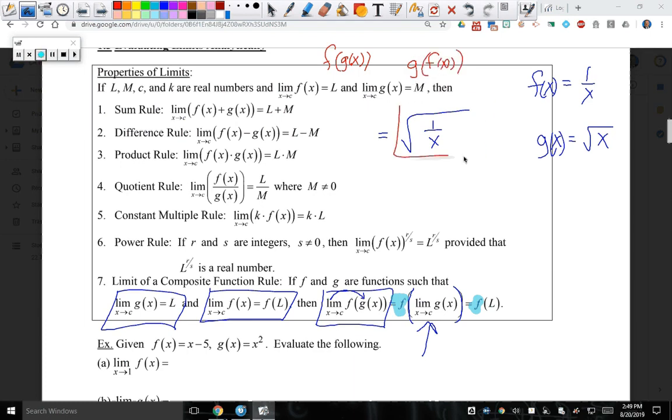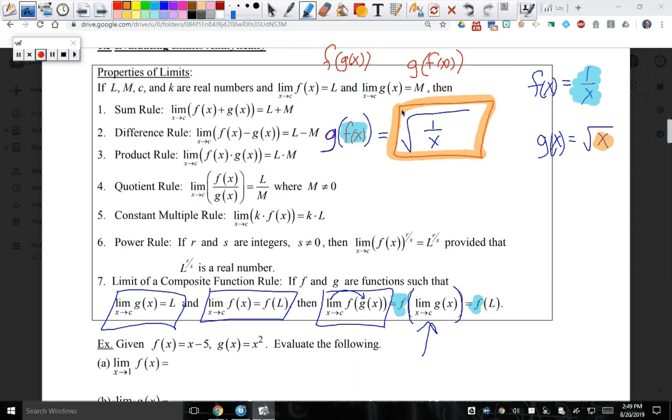Which one is this one equal to? G of f. That means you would take whatever f is, which is right here, and you would plug it into the input of g. So the input of g is right here. So when you plug that in, you get this. Are we good? Okay. So here's the thing.